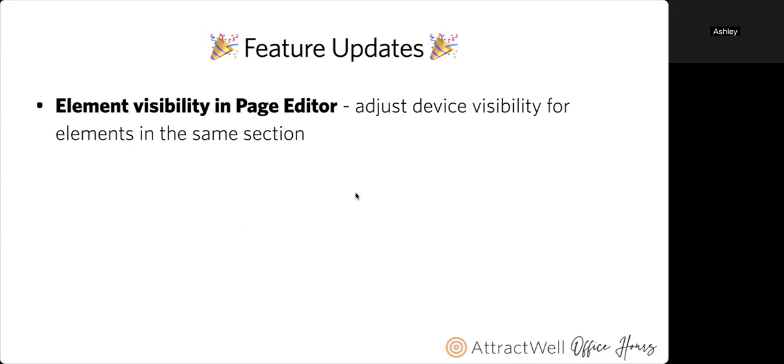All right, so first things first, let's get into some feature updates. Really excited to share these with you guys here today. Feature updates beginning with element visibility in the page editor. Now, what this means is that inside of the same section, you can adjust how or whether an element is visible on a phone versus a tablet versus a desktop or laptop device. So this is really, really cool if you are trying to maybe design pages for mobile viewing.